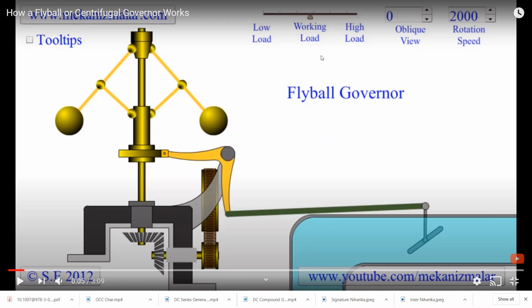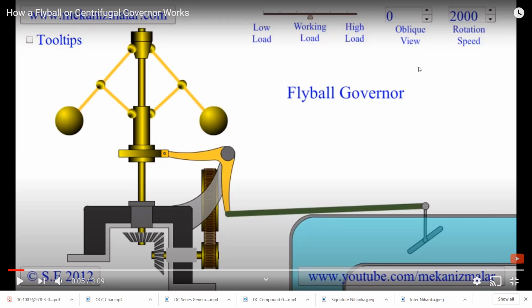Here the portion is representing the load. The position of the speed governor load is at working load. That means you assume that it is an optimal load, right? Now if this position is moved rightwards, we can assume that the load is increased. If the position is moved to the left side, the load is decreased. Whenever load increases, the rotation speed should decrease. Whenever the load decreases, the rotation speed should increase, right?